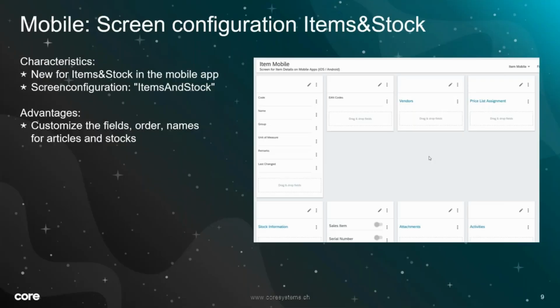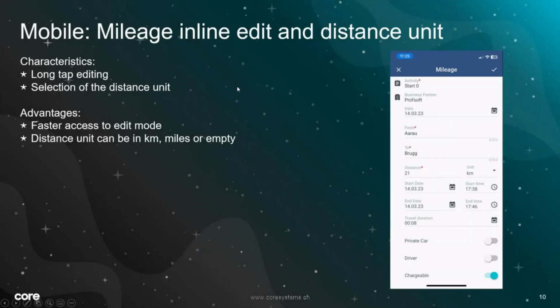Next in the mobile area is the inline mileage edit and the distance unit. You might have used it or heard about it in quite some screens on the mobile. You can go from non-edit mode into edit mode by just doing a long tap in the screen and then start editing and saving it.